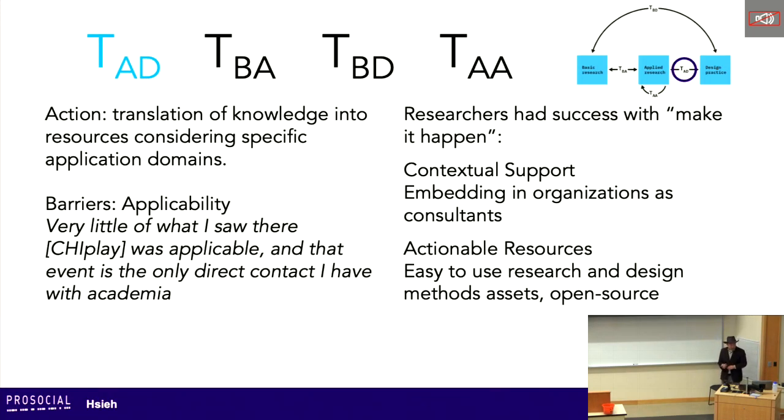And I'll talk a little bit about just this one gap, right? When we generally think about the research translation problem, it's generally applied to design, at least in the human-centered design, human-computer interaction context. Here, what we want to do is translate knowledge into resources, considering very specific application domains. And some of the barriers are applicability, right? So it goes back to the issue that I was talking about, perceived value of the research that's being done in academia. If you're a practitioner, you're looking at these papers and you're wondering, how do I apply this in my work? Does it actually apply? Does it work, right?